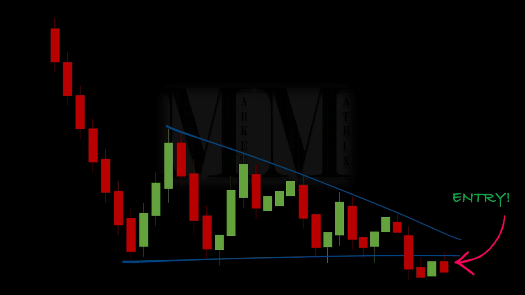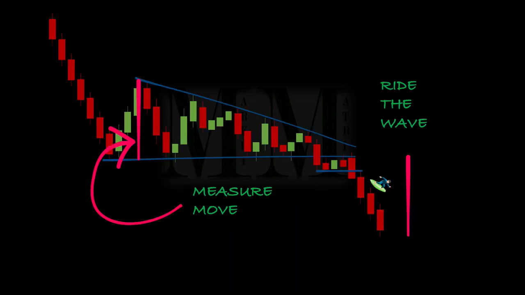But getting back to the video, that was an entry over here. This is an entry over here. And then the other entry we spoke about is the continuation, the follow through over here. What you would do in that case is, once you get in, whether it's here, here, or here, you would ride this wave. You already measured this move. The measured move over here is the same as over here.